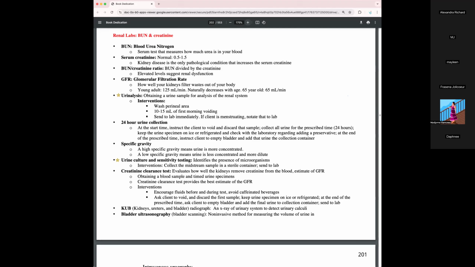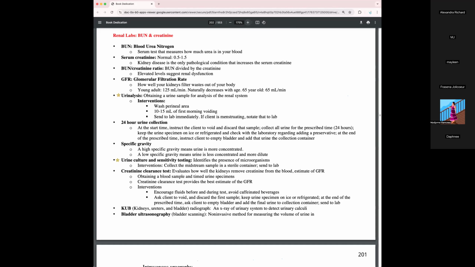Let me know in the chat. What are we suspecting if a urinalysis sample has high white blood cells, high leukocyte esterase, and high nitrites? We're suspecting that the patient has a UTI, right? But now we need to know, what is the organism potentially causing this UTI?